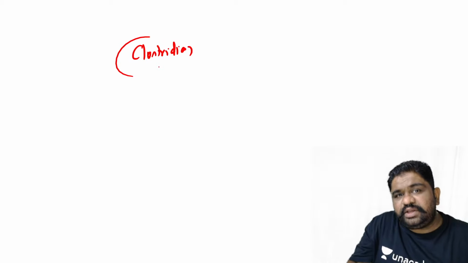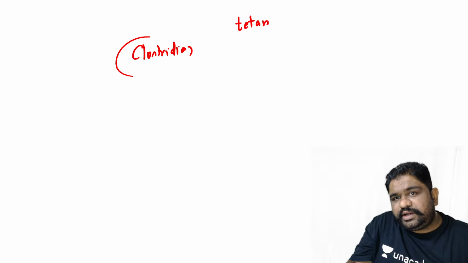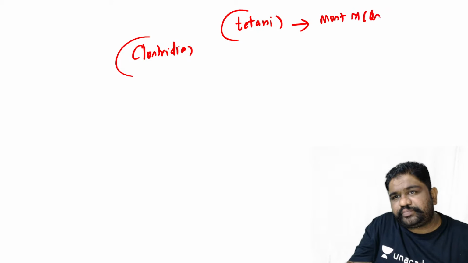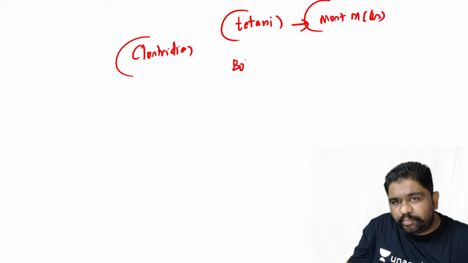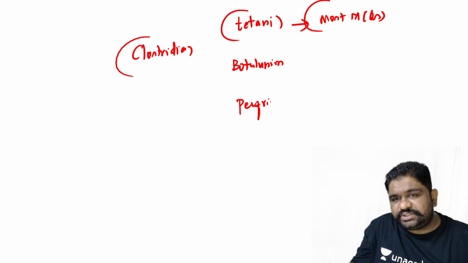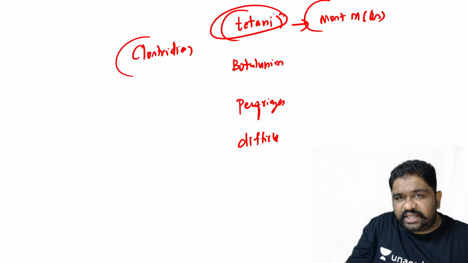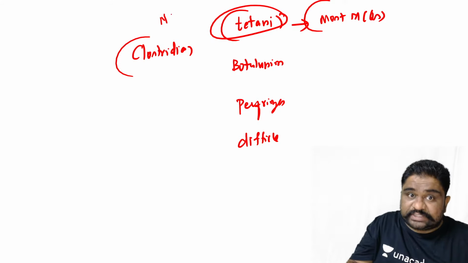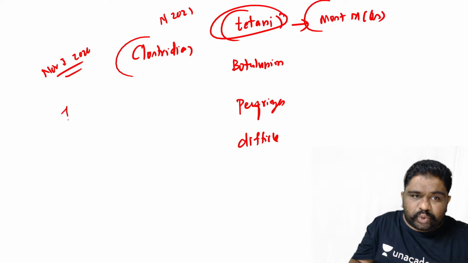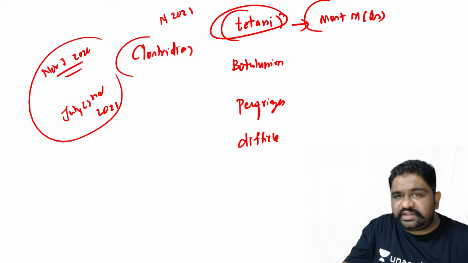Clostridia. In case of Clostridia, tetanus brings the most MCQs from the topic, closely followed by botulism, and then it can be perfringens, then it can be difficile. Mark my words, tetanus occurred in NEET PG 2021. It came back in November INICET 2020. It came back even in the July 22nd INICET 2021. So please read this topic very well.